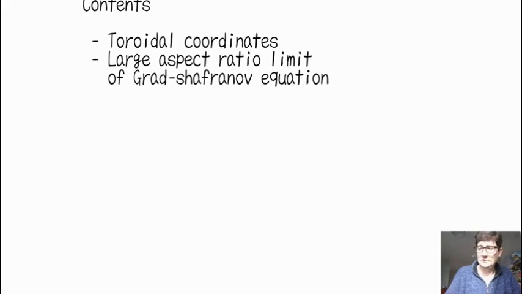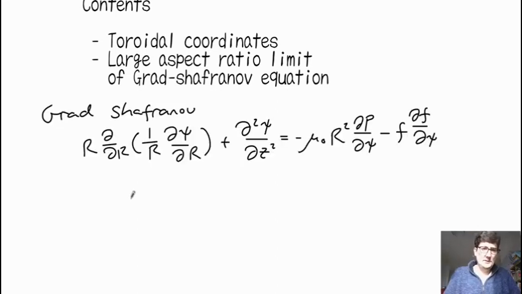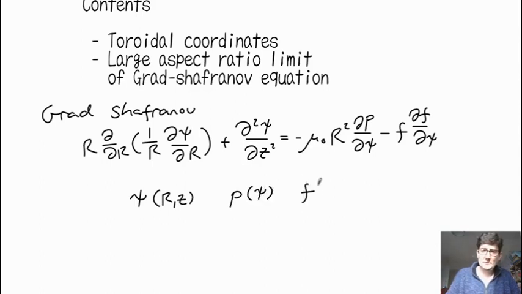So we start with the Grad-Shafranov equation, where here psi is some function of r and z, typically in toroidal coordinates. It's a toroidal machine, but we have cylindrical coordinates: we have a major radius, we have a height, and we have a toroidal angle. Here we have P, a pressure, which is a function of psi, and we have F, which is a function of psi, which is the major radius times the toroidal field. And these are both flux functions because they're just a function of psi.